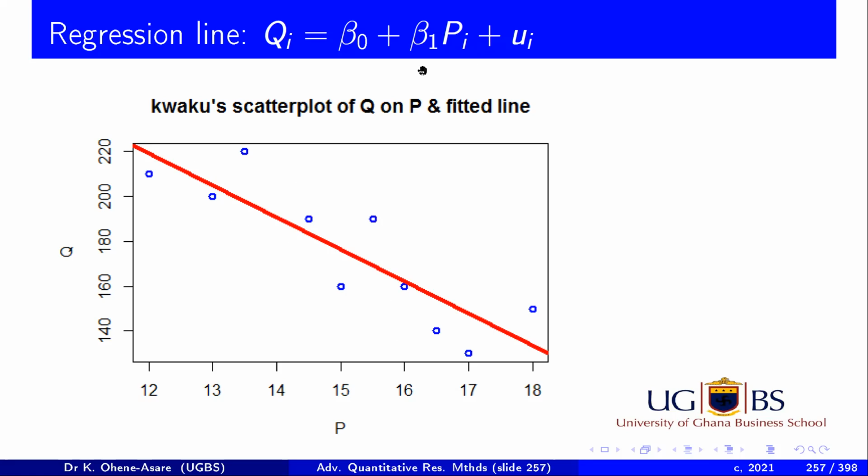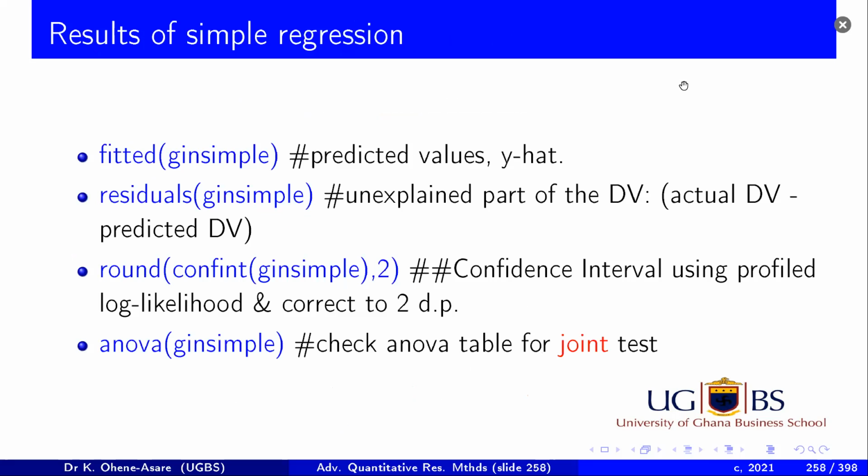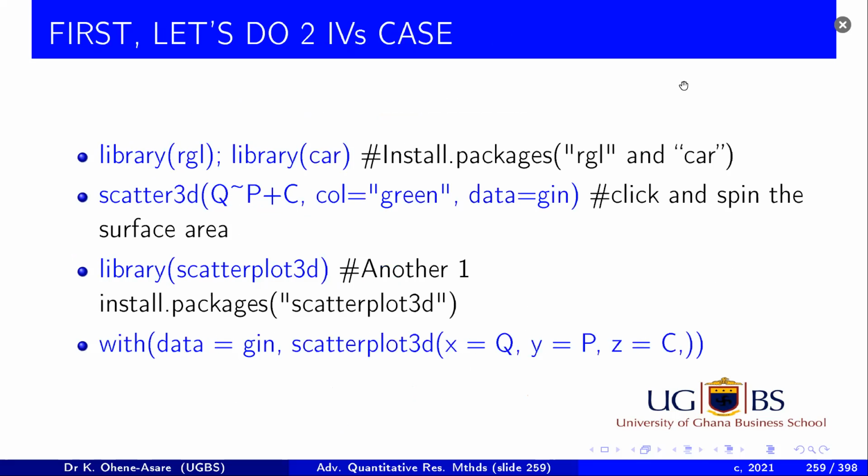Now the thing about two variable cases is that drawing it is not a matter of having one on the y-axis and one on the x-axis; we are going to have three variables. So it's going to be a surface, 3D diagrams. To do that, we will load a package known as RGL and a package called car. These two packages will help you to execute that command.